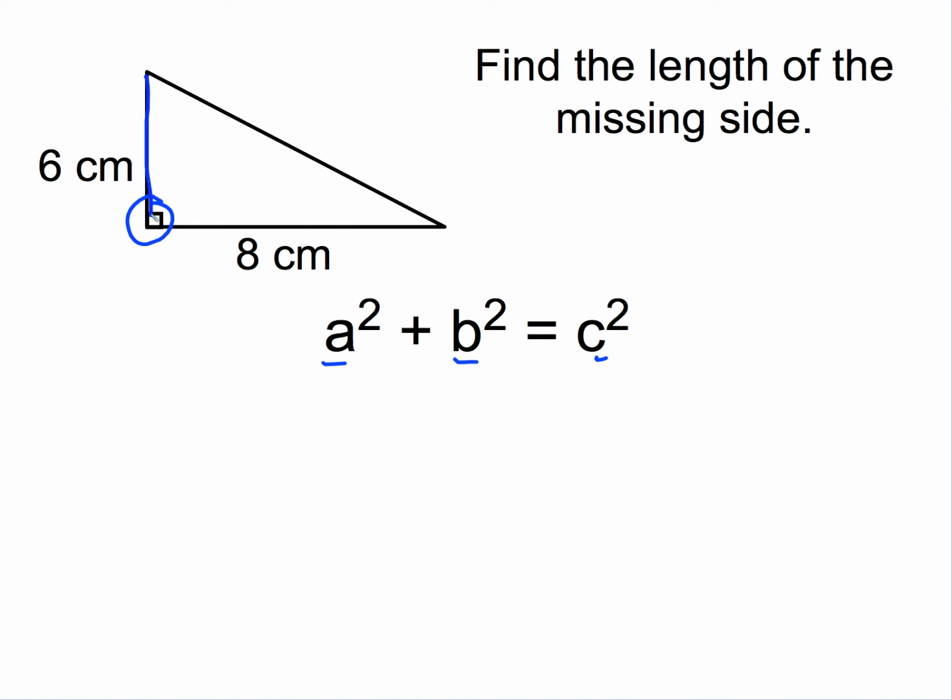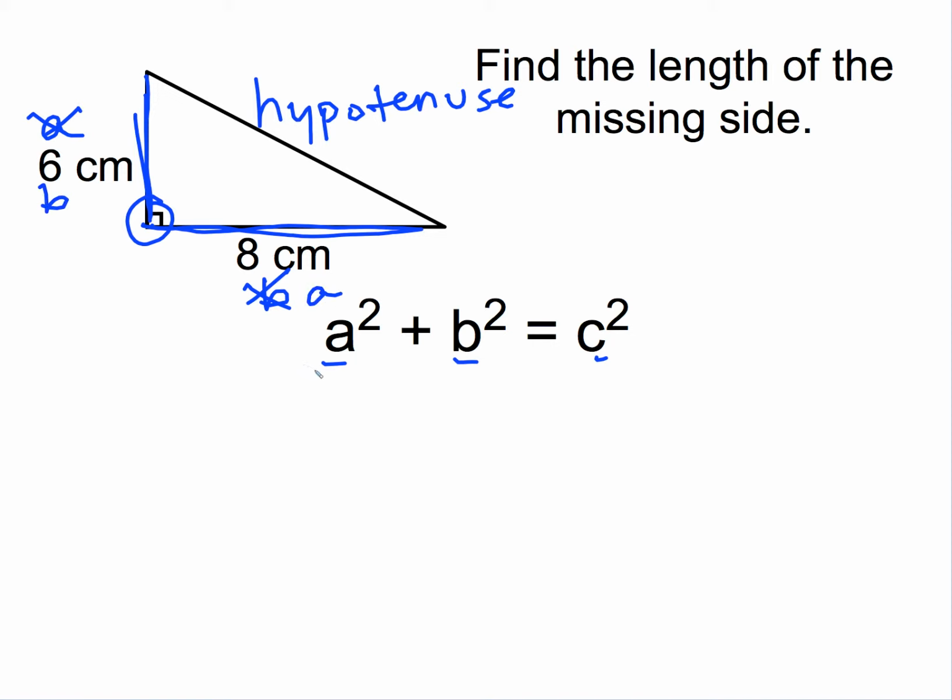So notice that this side is touching the right angle and this side is touching the right angle. So these are what we call the legs. Therefore, this side would be the hypotenuse. The legs are interchangeable. I could call this side A and this side B, or I can call this side B and this side A. It doesn't matter. So when I plug in the numbers, I just have to make sure that C stays as a C because that is my missing side.